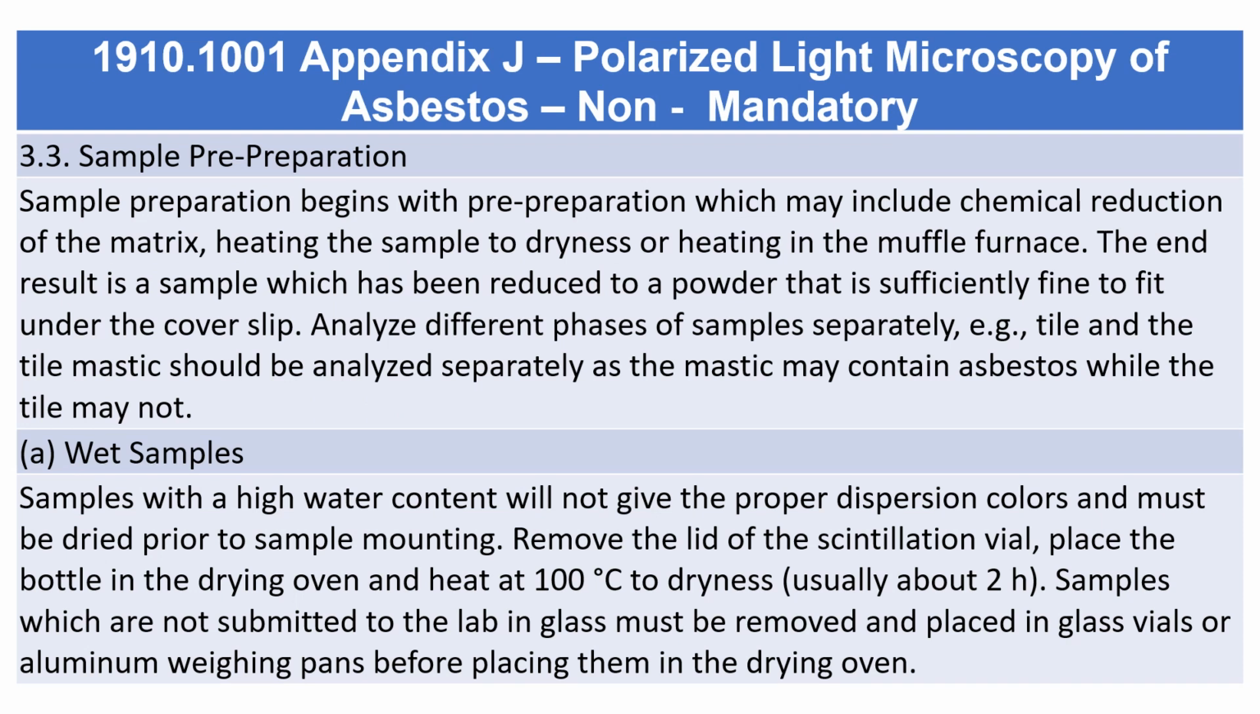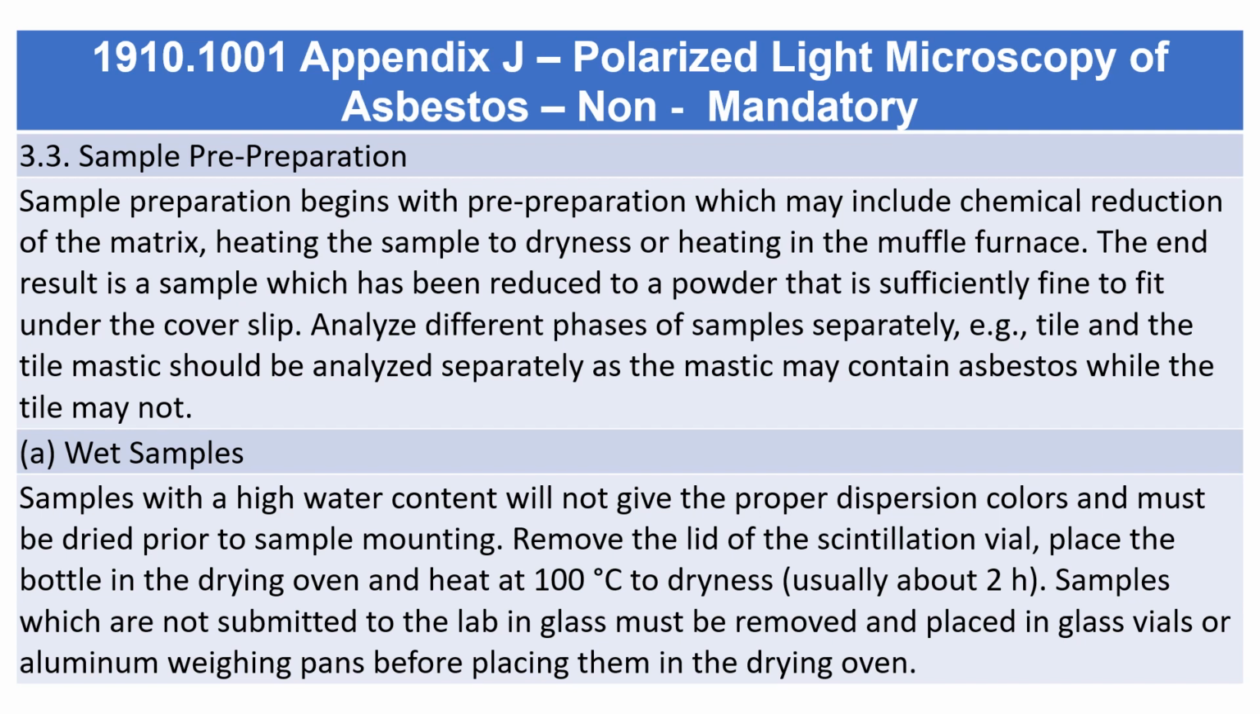3.3. Sample pre-preparation. Sample preparation begins with pre-preparation, which may include chemical reduction of the matrix, heating the sample to dryness, or heating in the muffle furnace. The end result is a sample which has been reduced to a powder that is sufficiently fine to fit under the cover slip. Analyze different phases of samples separately, e.g., tile and the tile mastic should be analyzed separately as the mastic may contain asbestos, while the tile may not.